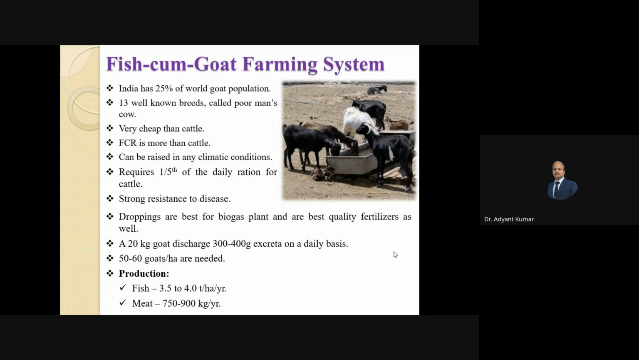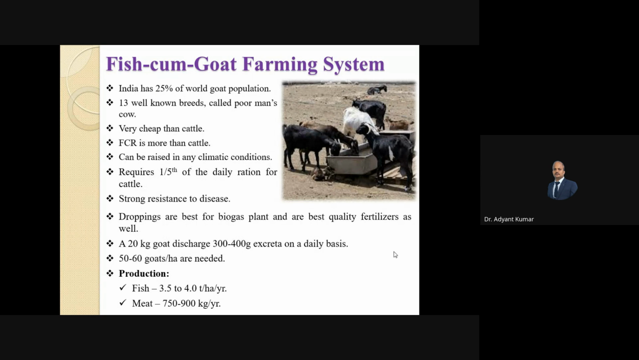One of the best things is that goat droppings are one of the best quality fertilizers, having the highest amount of nitrogen, phosphorus, and potash, which I have mentioned earlier in the slide. A 20 kg goat discharges about 300 to 400 grams of excreta on a daily basis, and about 50 to 60 goats are needed for 1 hectare area.